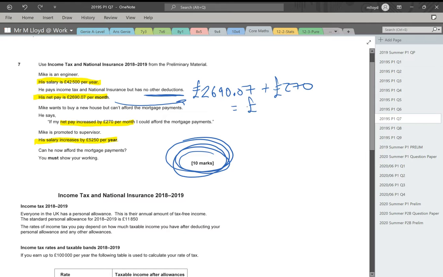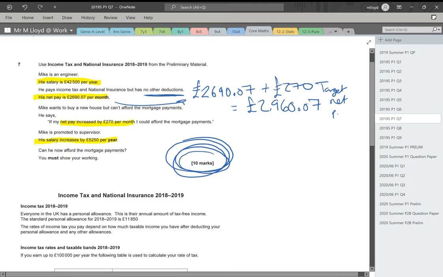That gives us £2,960.07. So that's his target net pay. If it's more than this, he can afford the house. If it's not more than that, he can't afford the house. So I'm just going to make a note that I've gone monthly for this calculation.